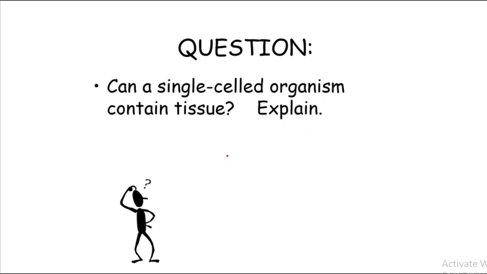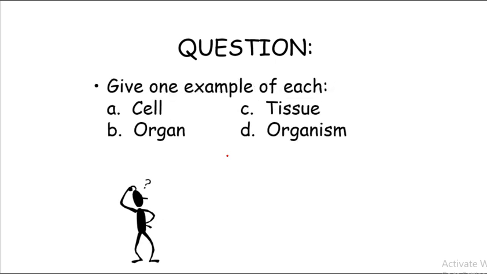Question: can a single cell organism contain a tissue? No, because it has only one cell. Give one example of each. We can have a sperm cell as a cell, the heart as an organ, muscle as a tissue, and for an organism, we can have a frog.